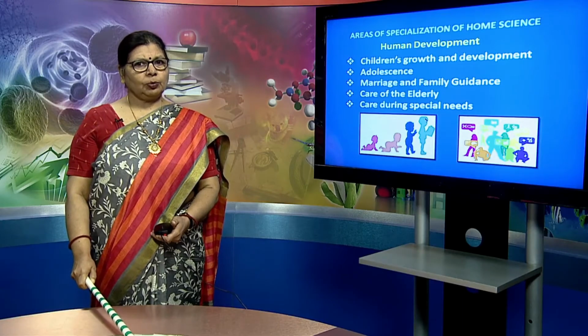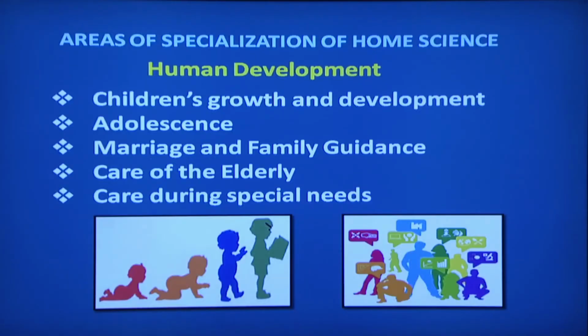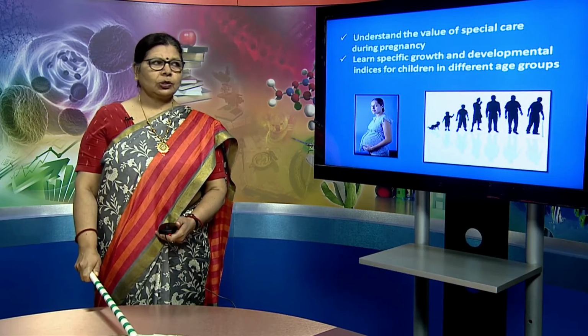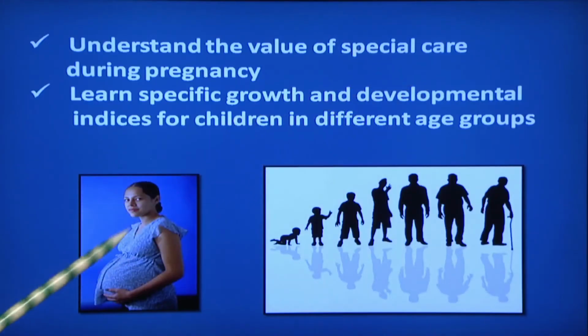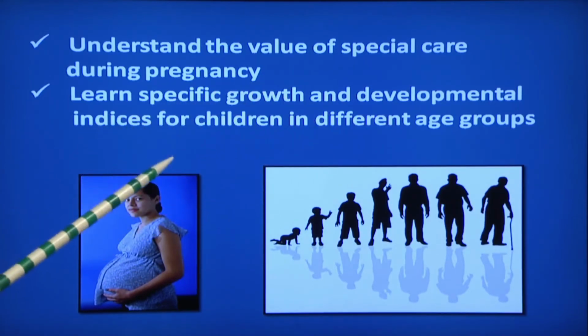Now we come to human development with the focus on child development. In this you learn children's growth and development, their milestones at different age groups, adolescence, their behavior, their attitude and their thinking, marriage and family guidance, care of elderly people and care during special needs. You also learn the values to give special care during pregnancy and specific growth and development indices or milestones for children in different age groups.